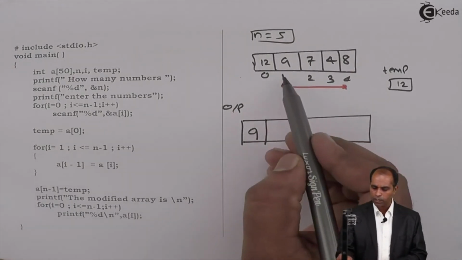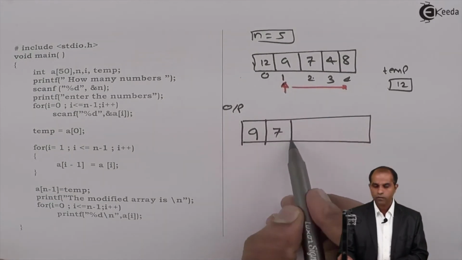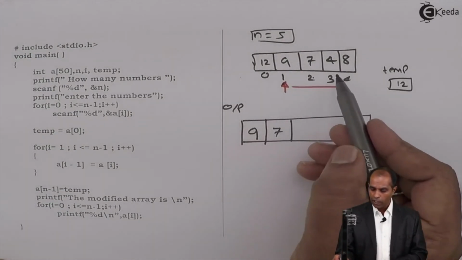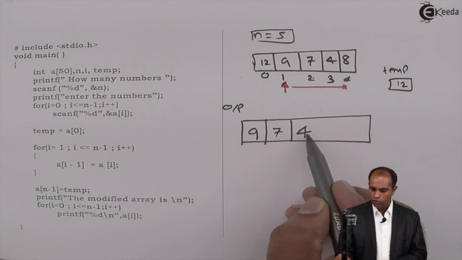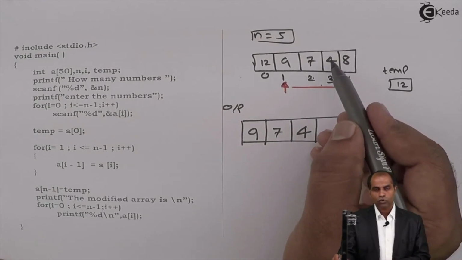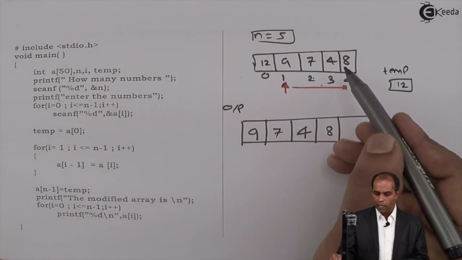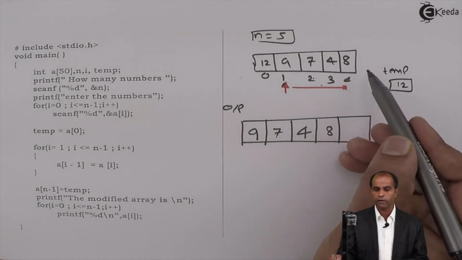Go back, i plus plus, i becomes 2. A of 2 should go to a of 1, that is 7. Then i becomes 3. A of 3 should go to a of 2, that is 4. Then finally at one time i becomes 4. A of 4 goes to a of 3, this is 8.